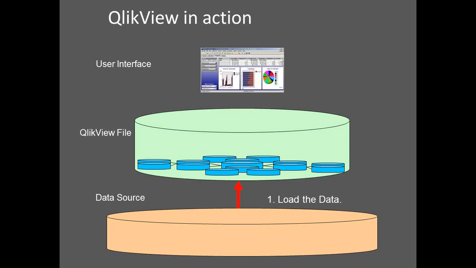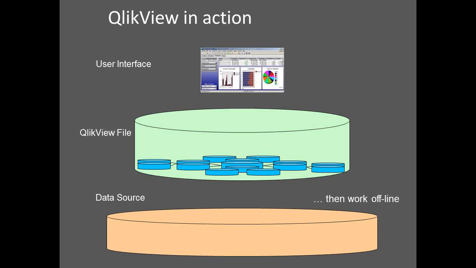You load the data from the data source into a QlikView file. The difference between a QlikView file and the semantic layers that you observe in Business Objects and Cognos is that in a QlikView file, data is physically loaded. Unlike Cognos or Business Objects, where the semantic layer only stores references to data, in a QlikView file the data is physically loaded into the QlikView file.